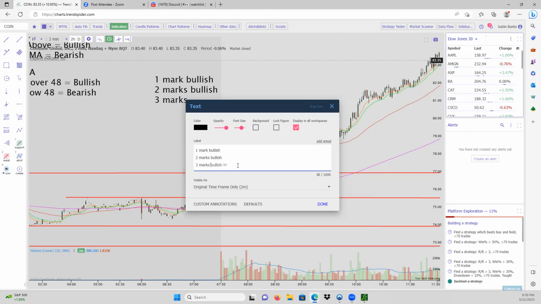A lot of people talk about my edge. Well, this is my edge, right? This is my strategy. I know that this works more times than it doesn't work. And especially with all these things put together, I know that I have a high probability. I know that my edge is great and I will win more times than I will lose. So let's go ahead and put 3 marks, bullish, right?